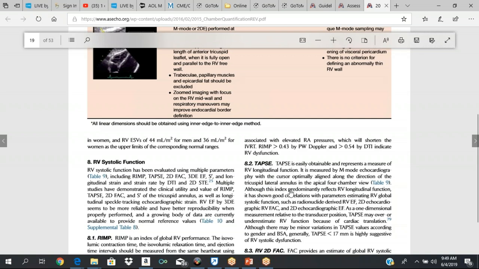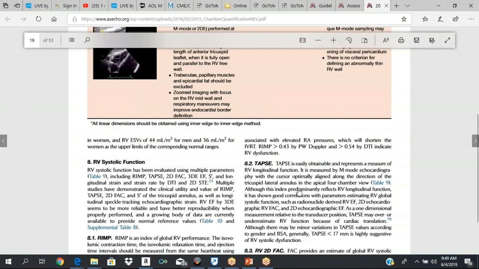Although this index predominantly reflects RV longitudinal function, it has also shown good correlation with parameters to estimate RV global systolic function, such as radionuclide-derived RV ejection fraction, two-dimensional echo RV fractional area change, and two-dimensional EF. So what they're saying is, even though we're looking at the longitudinal movement of the RV lateral wall, it has an excellent correlation with global RV systolic function.